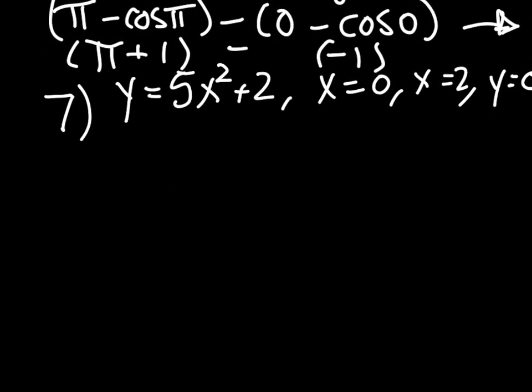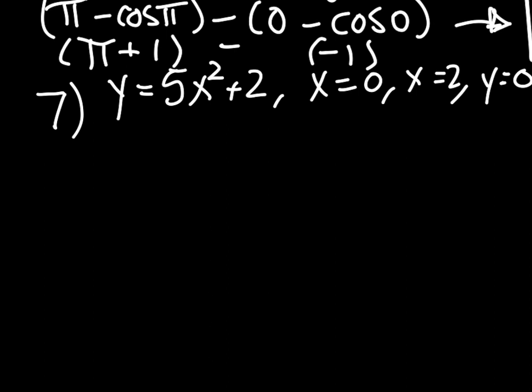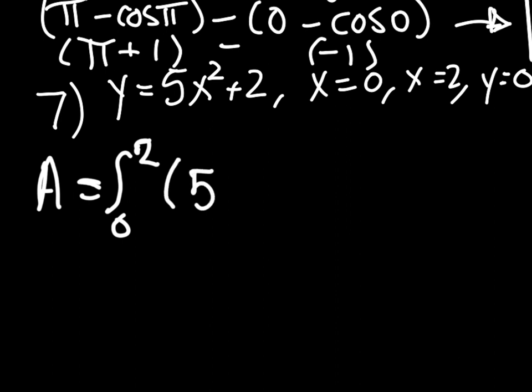For number 7, we're asked to find y equals 5x squared plus 2 when x equals 0, x equals 2, and y equals 0. So it's asking for the area here. So what we do is we plug in the information that we know. Area is equal to the definite integral, and since we already have 2 and 0, plug it in, 0 being the lesser number, 2 being the higher. Integral from 0 to 2, we plug in our function 5x squared plus 2 dx.